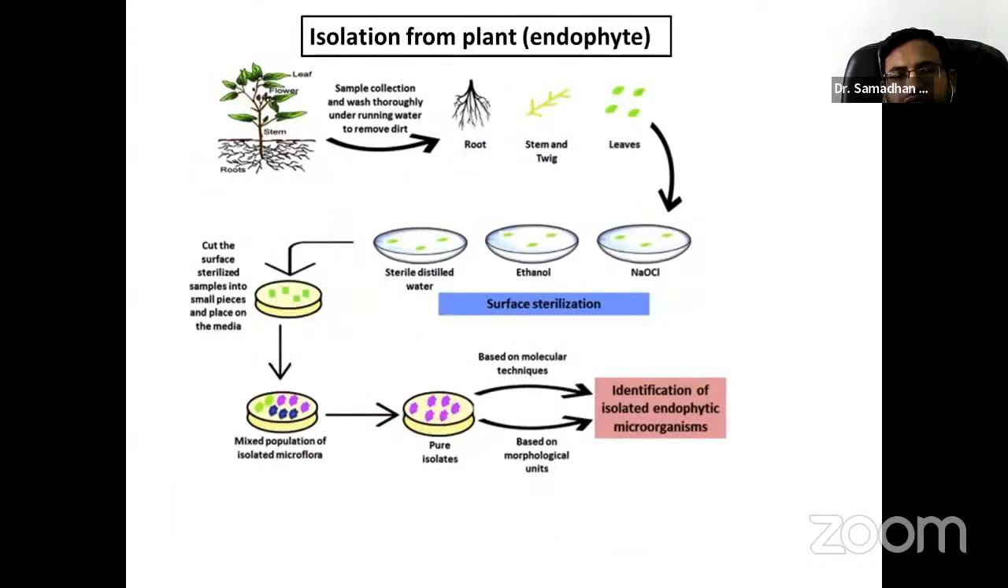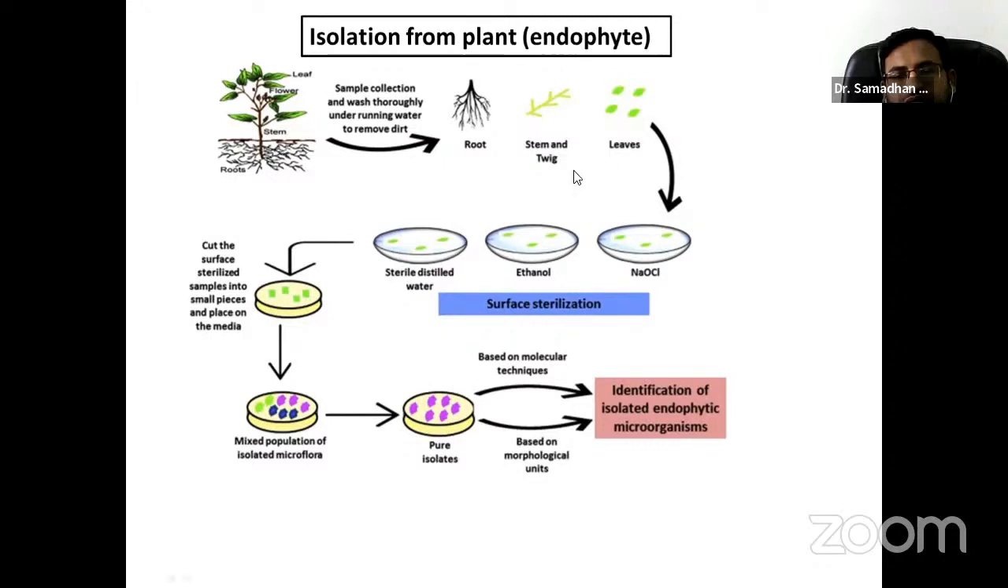Then another isolation is endophyte. What is an endophyte? Endophytes are microbes present in the root, stem, flower, leaf, all the parts of the plant, that is, inside plants, so they are called endophytes. For sample collection, wash thoroughly under running water to remove external dirt or any other foreign particles, so that contamination is less.